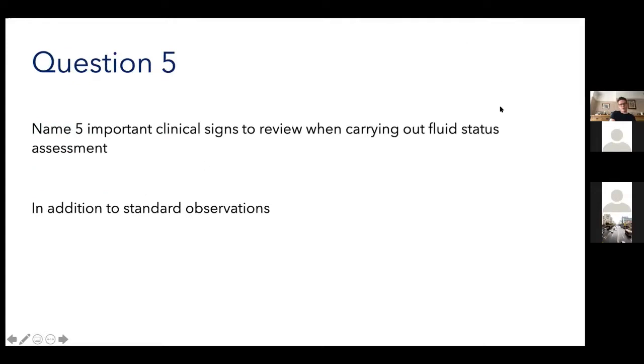And finally, we've got question 5, just going back to whether they're hyper or hypovolemic. So 5 important clinical signs when carrying out a fluid status assessment. If you can just remember the top 3 really. Yeah, mucous membranes, peripheral edema. And what if you think about giving fluids? One more. Yeah, so you want to make sure they've not got pulmonary edema, because it's that risk of putting them into flash pulmonary edema.